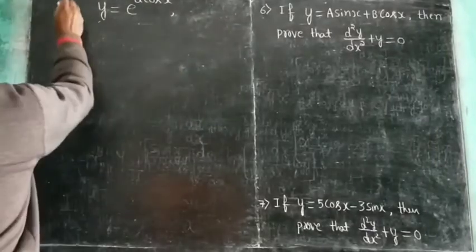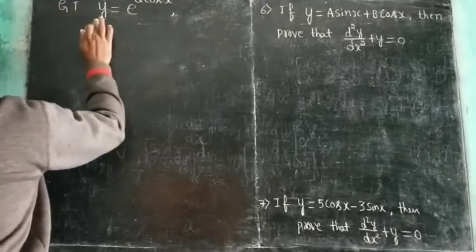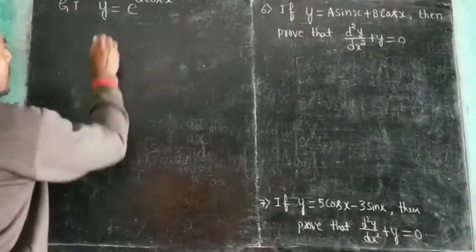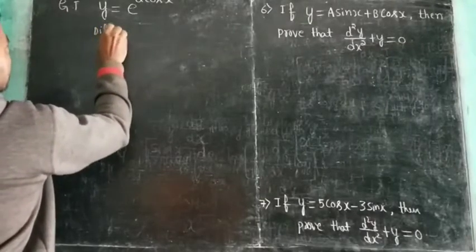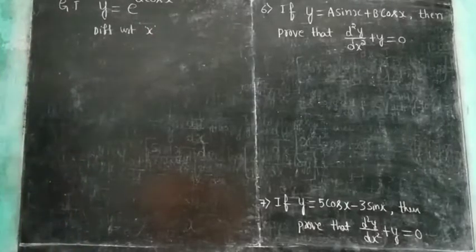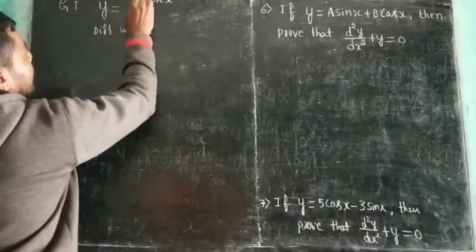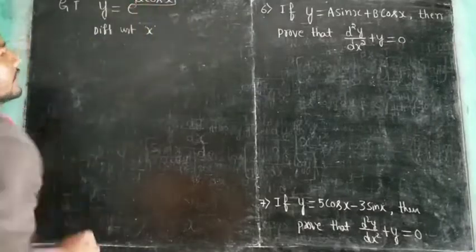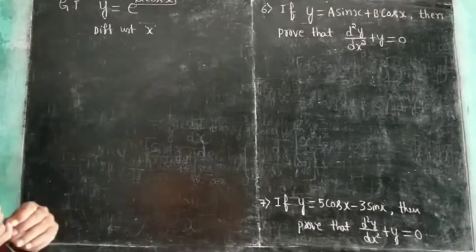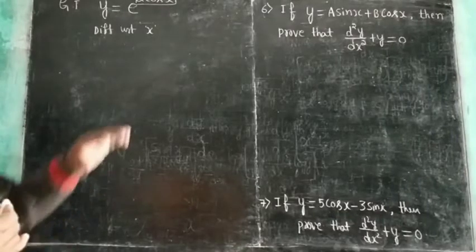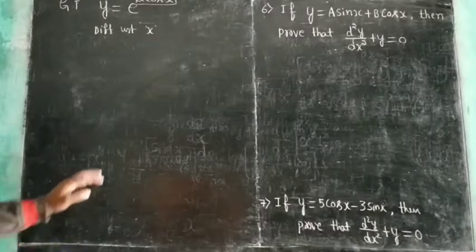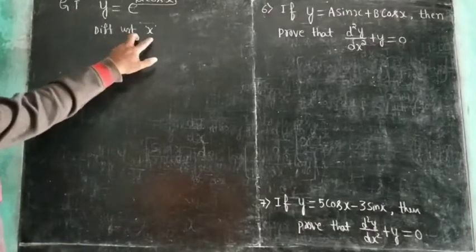Given that y is equal to e to the power of a cos inverse x. So first differentiate with respect to x. It is of the form e to the power of dabba. What is the derivative of e power x? E power x. What is the derivative of e power dabba? E power dabba into d by dx of dabba. And then differentiate with respect to x.